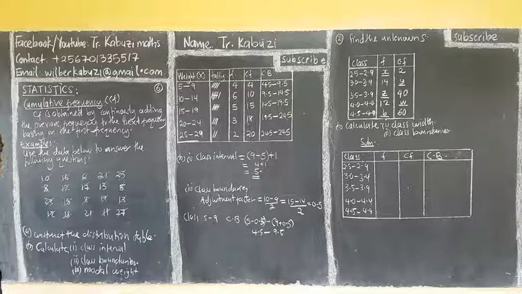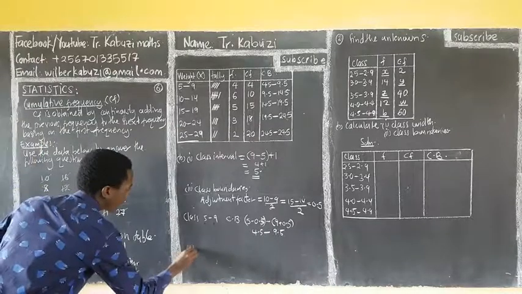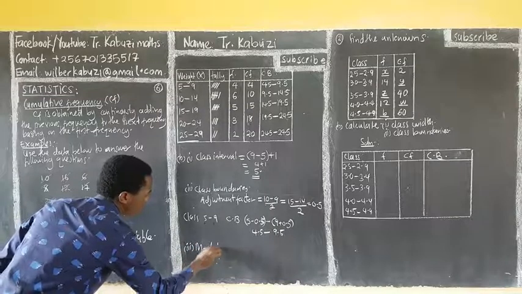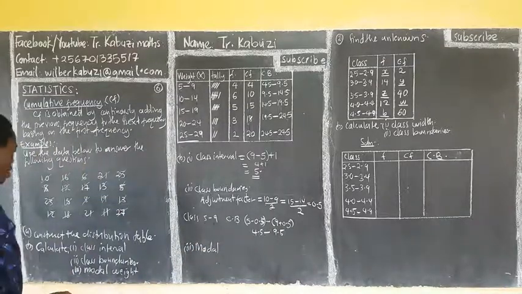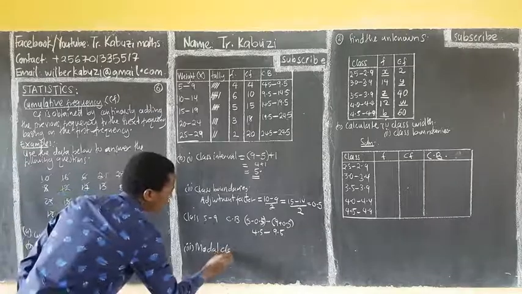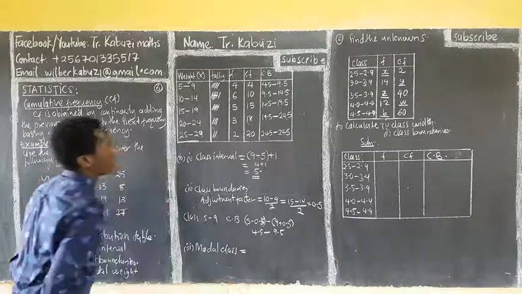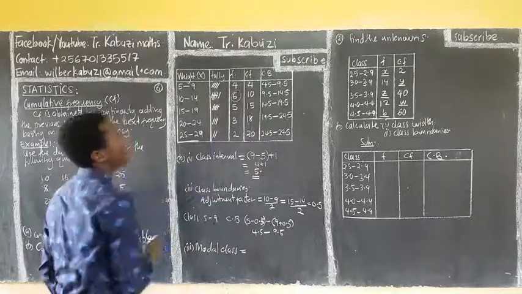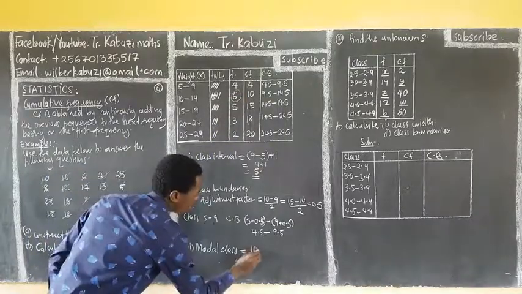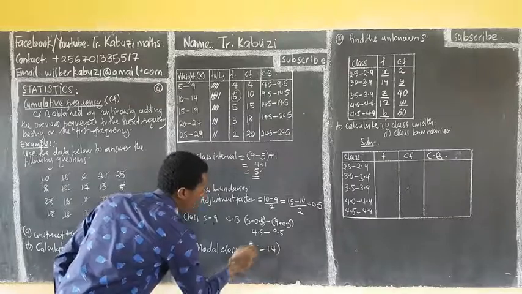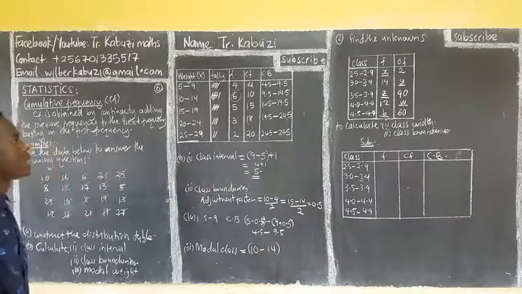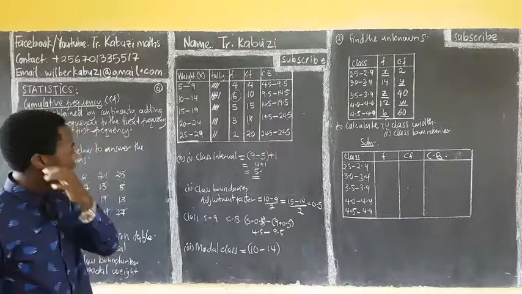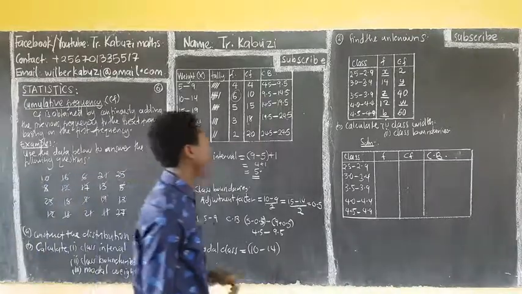Then they ask us to get the modal weight. The modal class or the modal weight is going to be the one with the highest frequency. I think we see that's the one with the highest frequency. So it's 10 to 14. That's the one with the highest frequency. So that's how we handle the class boundaries, that's how we answer them.